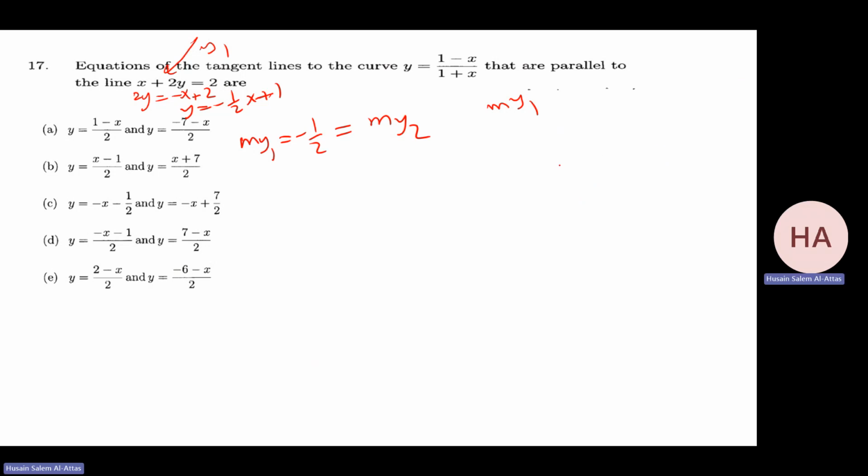Okay, make it like this. I want the line to be like this and curved like this. So we have another line which is parallel to it. So this is y1, this is y2.